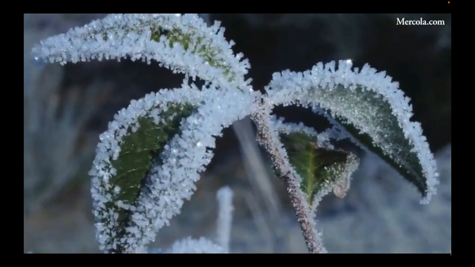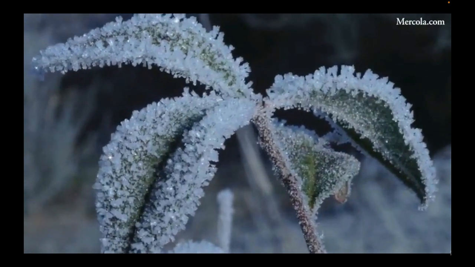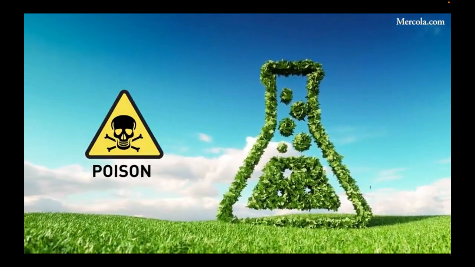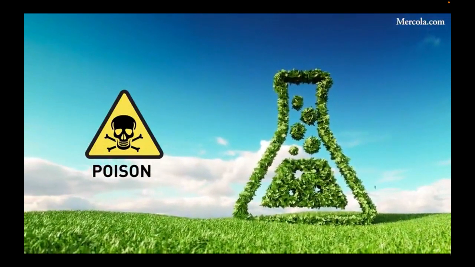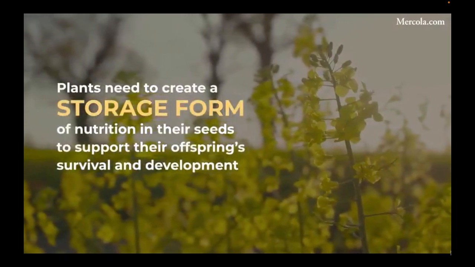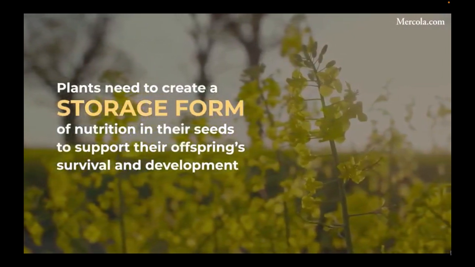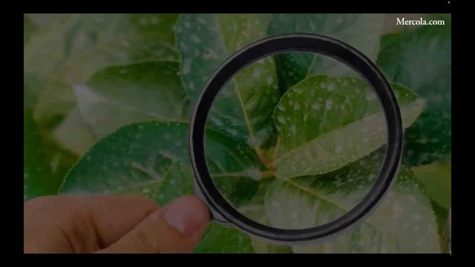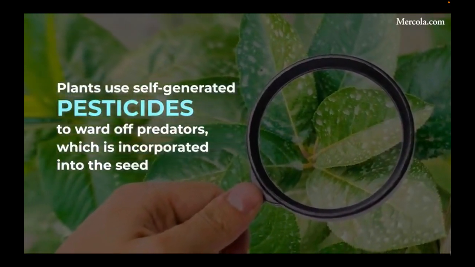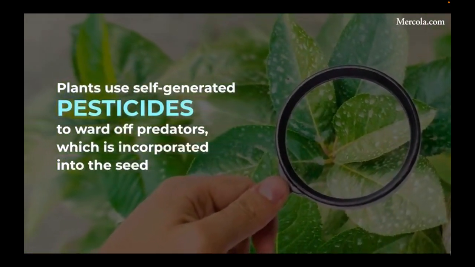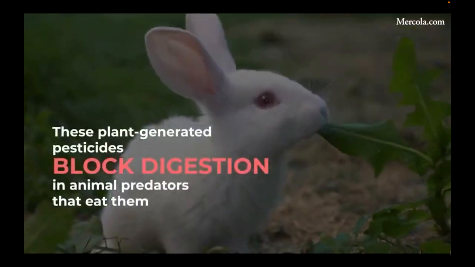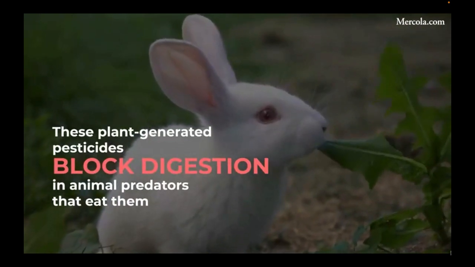Additionally, the PUFAs in plants have other problems. This is because they create seeds, and it's not just PUFAs in the seeds. There are other items in there which are potentially damaging and dangerous to biology. The plants need to create a storage form of nutrition in their seeds to support their offspring's survival and development. And one of the ways plants do this is to use self-generated pesticides to ward off predators, and they're incorporated into the seed as a self-defense mechanism. The problem is that these pesticides generated by the plant actually block digestion in any animal predator that eats them.